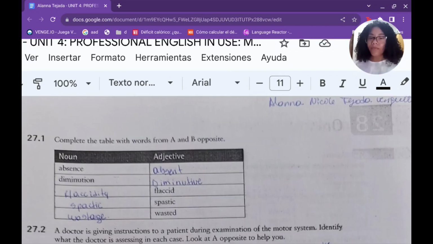27.1. Complete the table with words from A and B opposite. Noun, adjective. Absence, absent. Diminution, diminutive. Flaccidity, flaccid. Spasticity, spastic. Wastage, wasted.